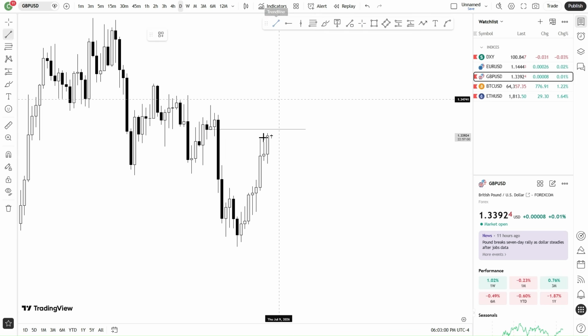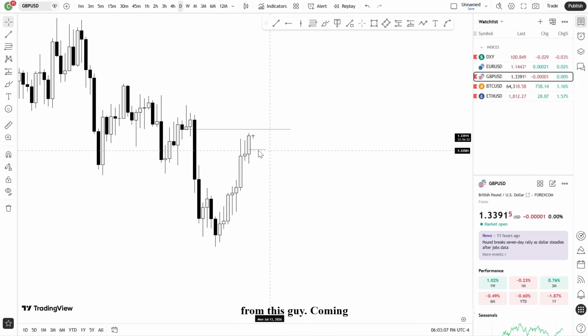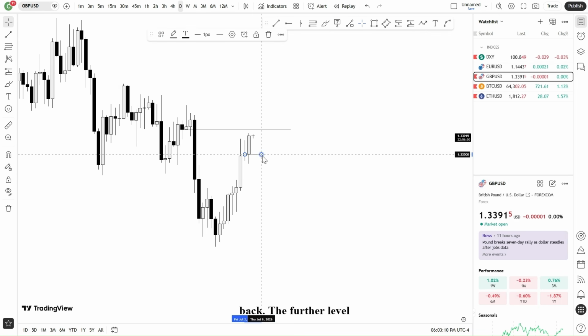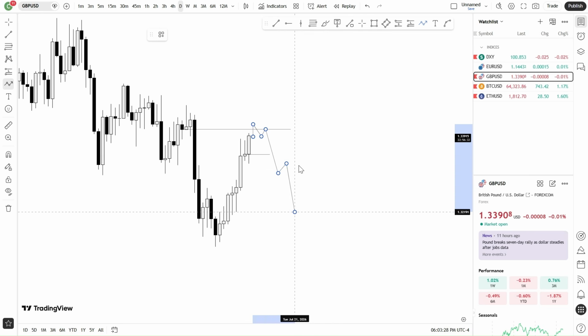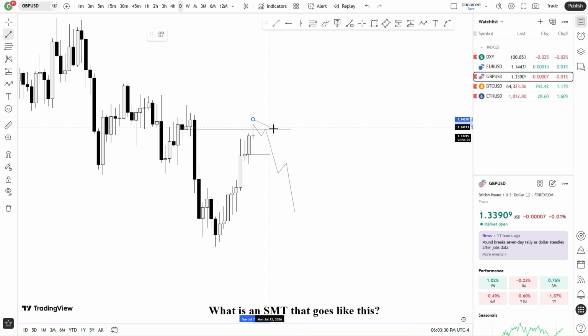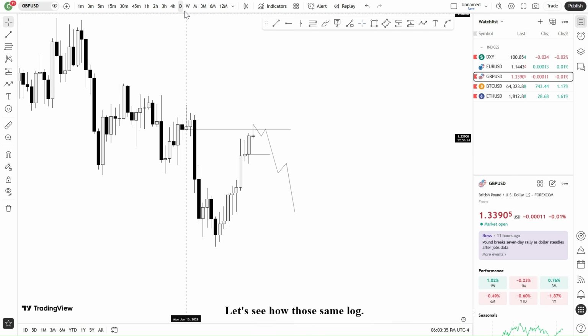But for now, Tuesday can still be bullish. So this can still be bullish, coming back before that level is met. You can see it go flat lower, then expand for the high of the week. But that reaction on GU can also be the high of the month. So we can have something like this. That is an SMT that goes like this, right? So let's see how it goes.